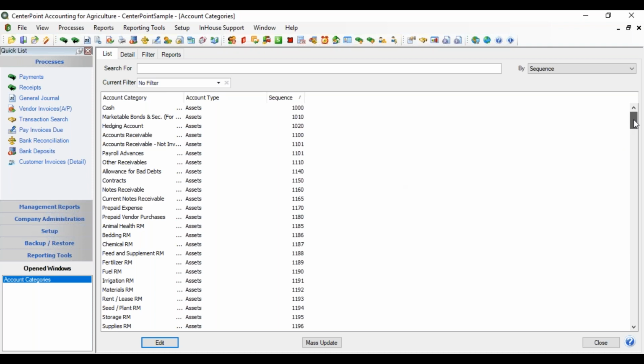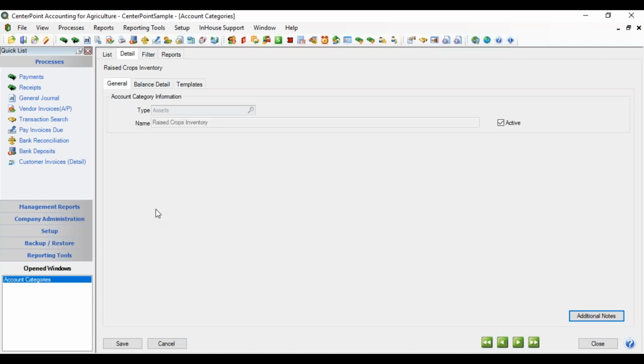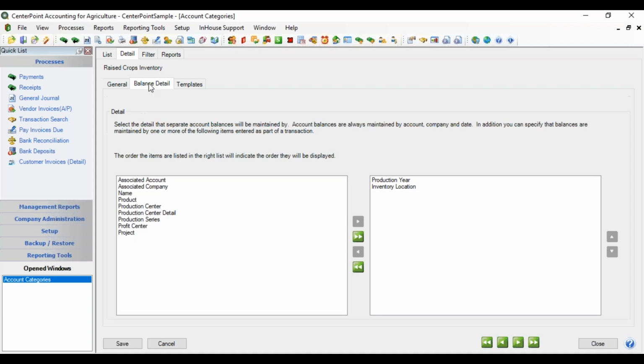Let's look at one of our accounts, and we're going to look at raised crop inventory. And the other thing that account categories is doing is it gives you the ability to manage subledger account balance on balance sheet type accounts. So for example, we are in raised crop inventory. I'm going to go to the balance detail, and on the balance detail, we have the ability to store our balance when we have an inventory that's representing our raised inventory.